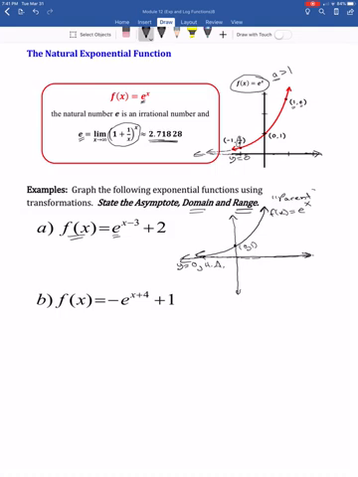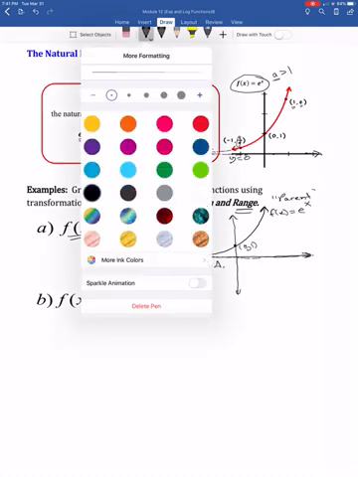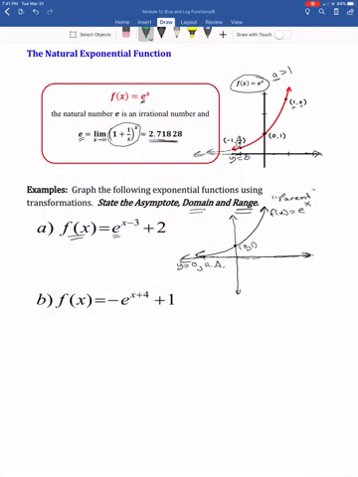And let's do it in a different color. We'll do green here. All right, with that said, let's take care of this first change. One difference I noticed from e to the x is we're subtracting a 3 from x. And we know that subtracting a 3 from x causes a horizontal shift of our graph of e to the x. So we need to shift to the right 3 units.